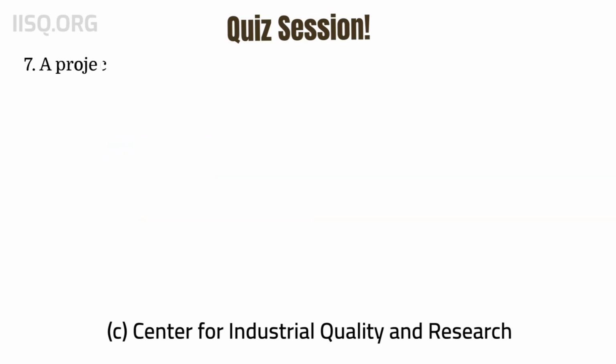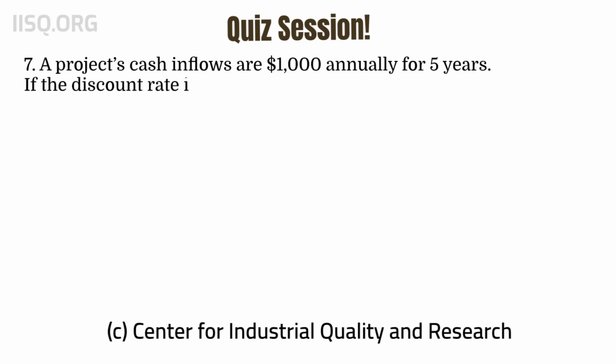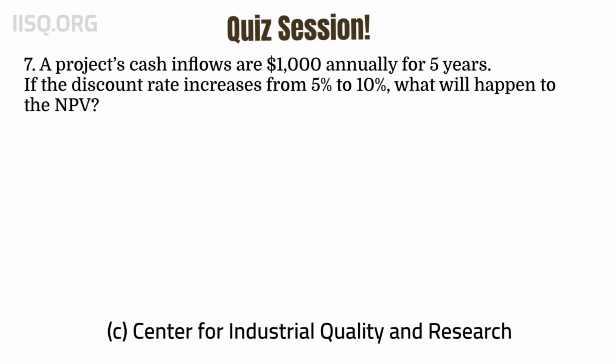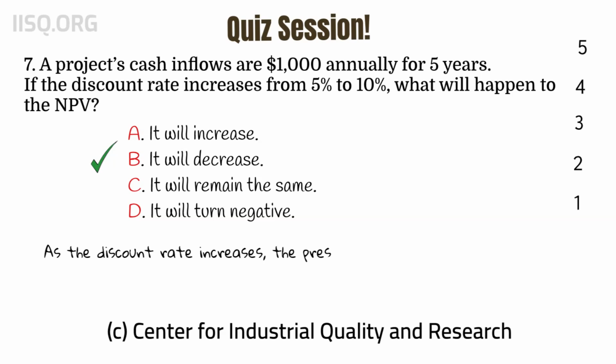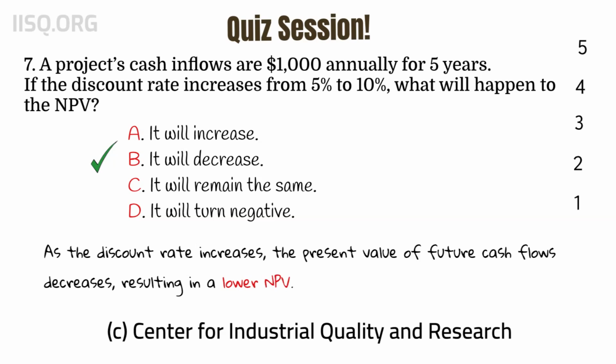Next, a project's cash inflows are $1,000 annually for 5 years. If the discount rate increases from 5% to 10%, what will happen to the NPV? The options are: it will increase, it will decrease, it will remain the same, it will turn negative. The correct option is B. As the discount rate increases, the present value of future cash flows decreases, resulting in a lower NPV.